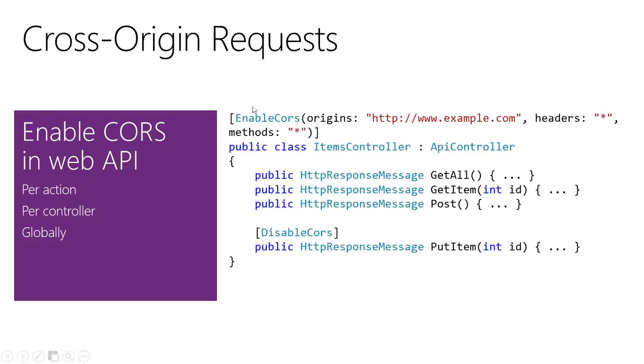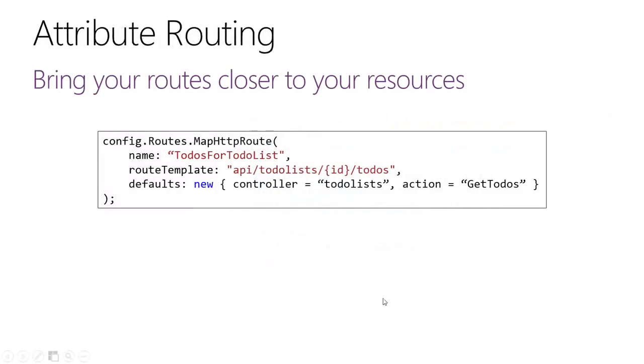So if you look at this, this is kind of how you would do it on a controller. You could also move this down on top of your actions, or you can also, again, do it globally. So that's kind of a cool thing. Attribute routing, I think, is going to be one of the major features of this particular release.